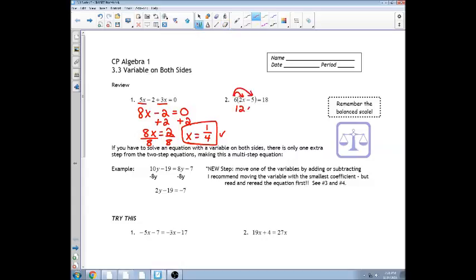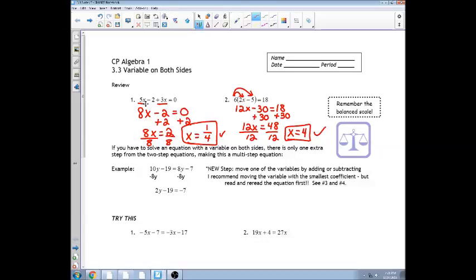Or you could have distributed first, which gave me 12x minus 30 is equal to 18. Add the 30. That would give me 12x is equal to 48. Divide by 12, and x is still equal to 4. Either way is perfectly fine. It just depends on which one you're more comfortable with.